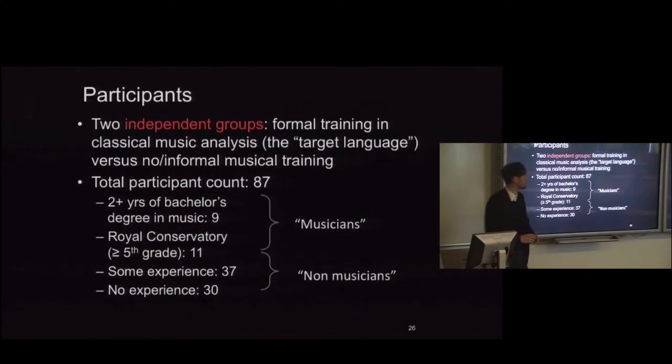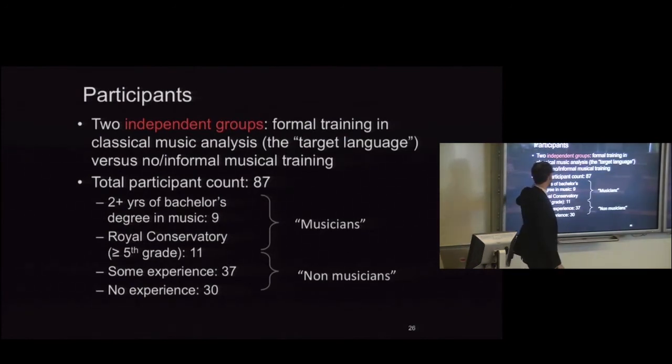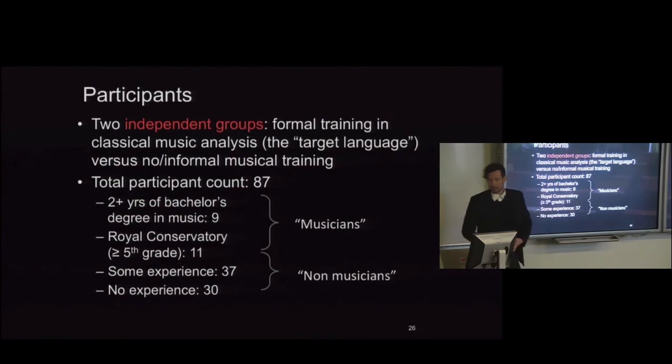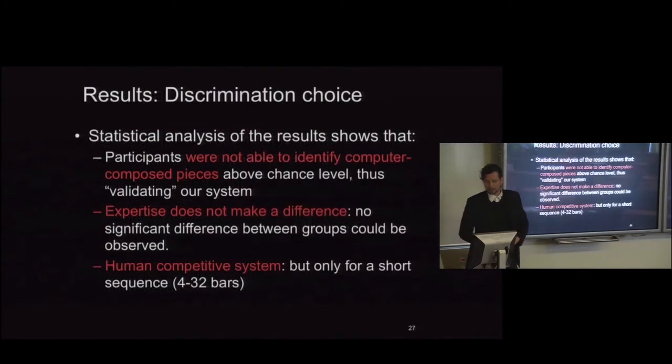And in fact, we do find with 87 participants in that case that whether you're a trained musician that has learned composition in a conservatory or in a music school, or you're just a layman and a non-musician, people actually are not capable to identify computer-composed pieces above chance level in a way that validates our system. Interestingly, expertise doesn't make any difference.